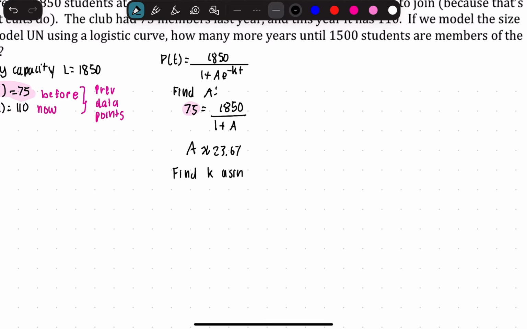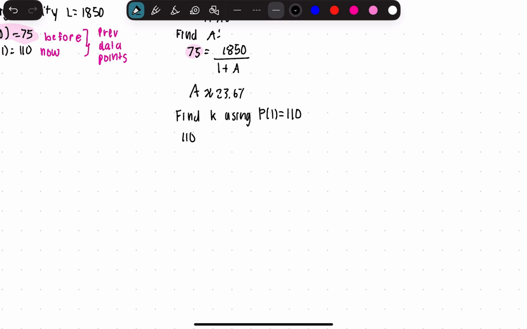So now we have to find k using P of 1 is equal to 110. We can do the same thing. We have 110 is equal to 1,850 divided by 1 plus 23.67 times e to the negative k. So then we get e to the negative k, after we simplify that expression, is approximately equal to 0.682. And then after this, we can take the ln of both sides, and that cancels, and we can flip that. And then we get k is approximately 0.383.